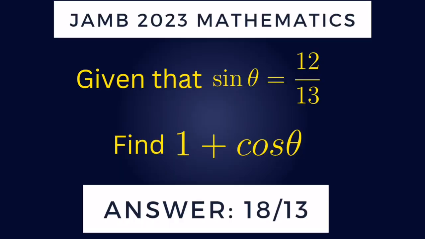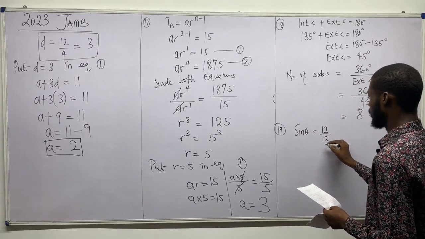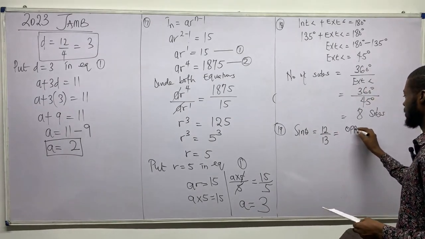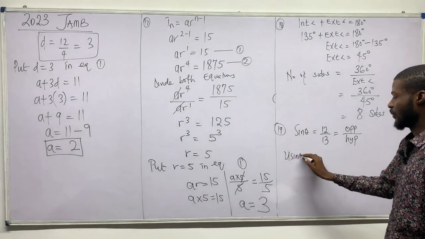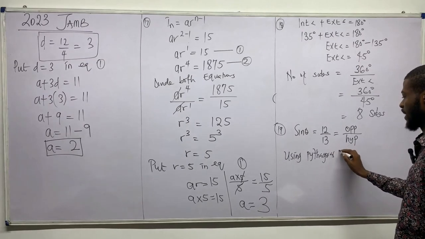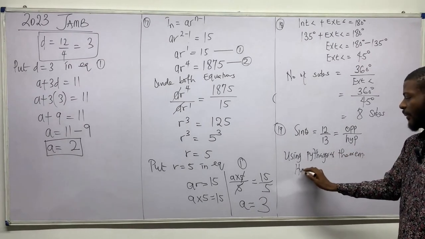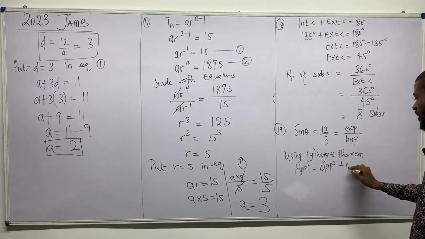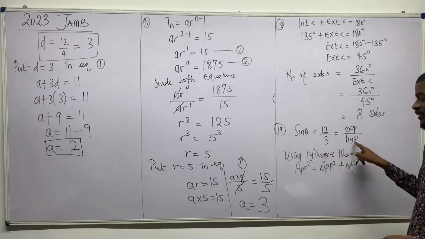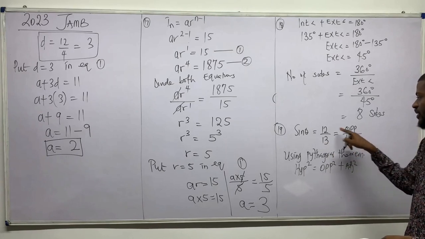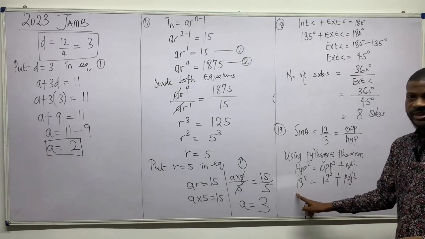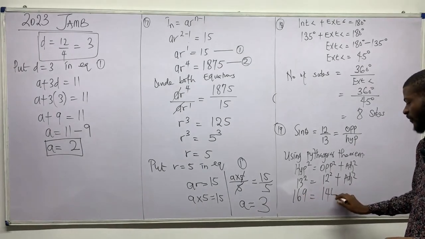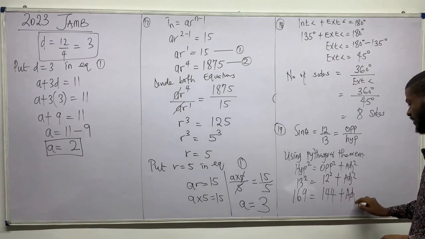Given that sine theta is equal to 12 over 13, find 1 plus cos theta. Now you were told that sine theta is equal to 12 over 13. Remember from SOHCAHTOA that sine is equal to opposite over hypotenuse. Meaning the remaining side here is your adjacent. Using Pythagoras theorem, the hypotenuse squared is equal to opposite squared plus adjacent squared. Now what is the hypotenuse? 13, because it's the denominator. Hypotenuse is 13, opposite is 12. So this is 13 squared equal to 12 squared plus adjacent squared. Now what's 13 squared? 169 equal to 144, because 12 squared is 144, plus adjacent squared.